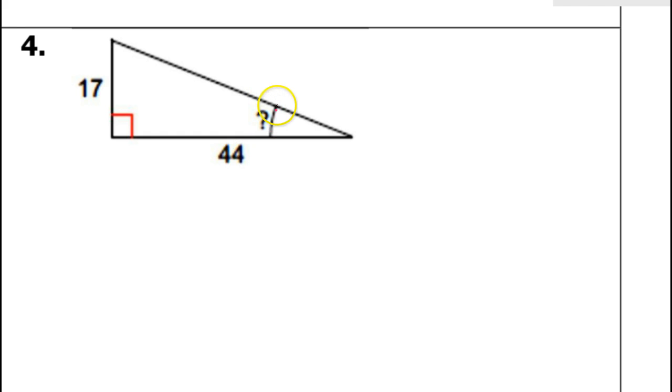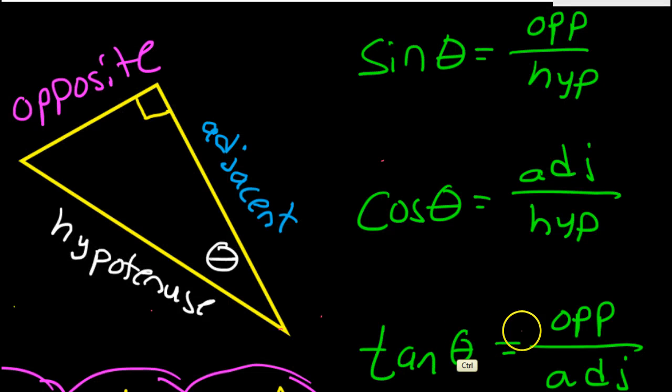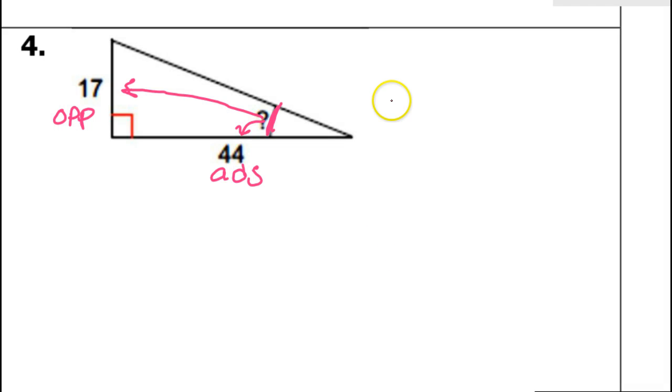Number 4, we have this angle, and then we have these two sides. Are either one of these the hypotenuse? No, the hypotenuse is over here. This is the opposite leg because it's across from the angle. This is the adjacent leg because it is right next to the angle. So opposite and adjacent, again, that means the tangent function is the one that involves opposite and adjacent. So tangent of question mark is equal to opposite over adjacent.